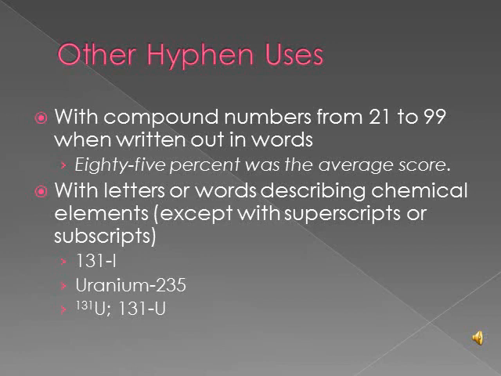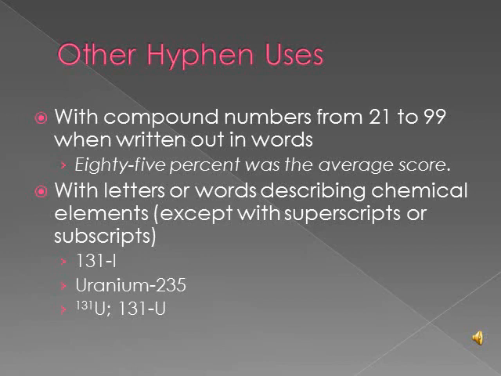Other uses for hyphens: compound numbers from 21 to 99 when we write them out in words, such as eighty-five percent was the average score. Now, of course, we really don't like to start a sentence with a number, but just for purposes of example here, eighty-five hyphenated. Once in a while, we do write out our numbers, and we would use hyphens for that.